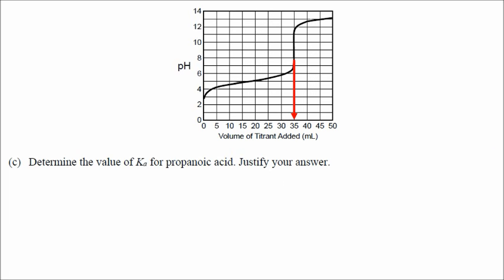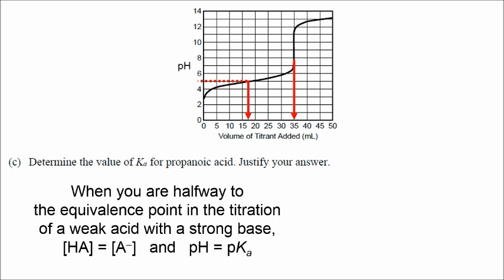All right, next question is, what's the Ka for propanoic acid? Now you know that at the halfway point, which in this case is around 17.5, the pH equals the pKa at halfway to the equivalence point, and that's around a pH of 5. So because pH equals pKa at the halfway point, and the pH is around 5, that means that our Ka is 1 times 10 to the -5.